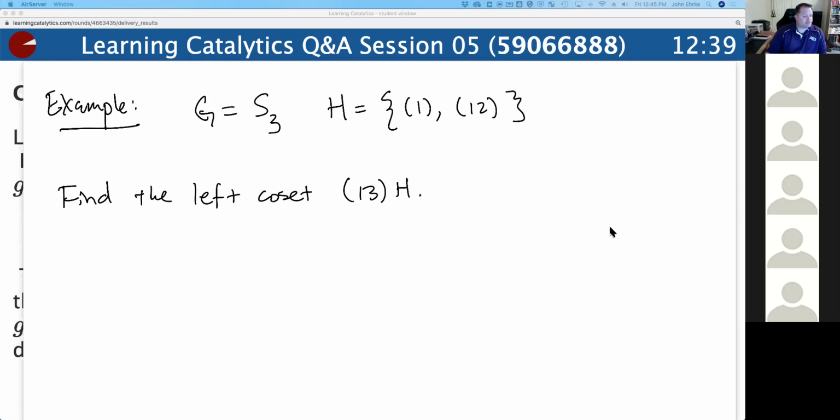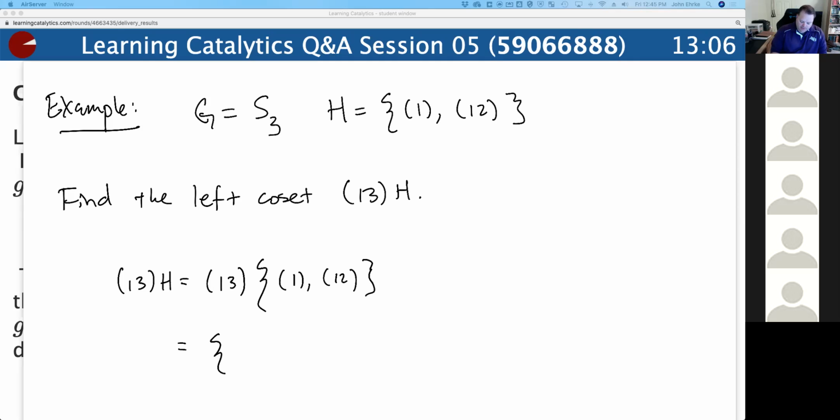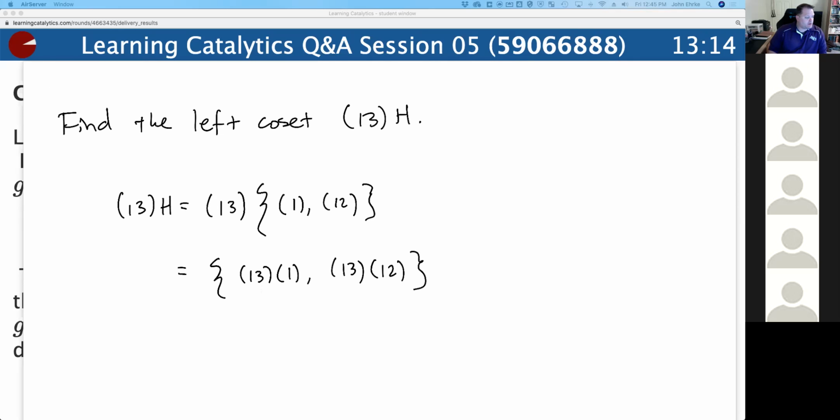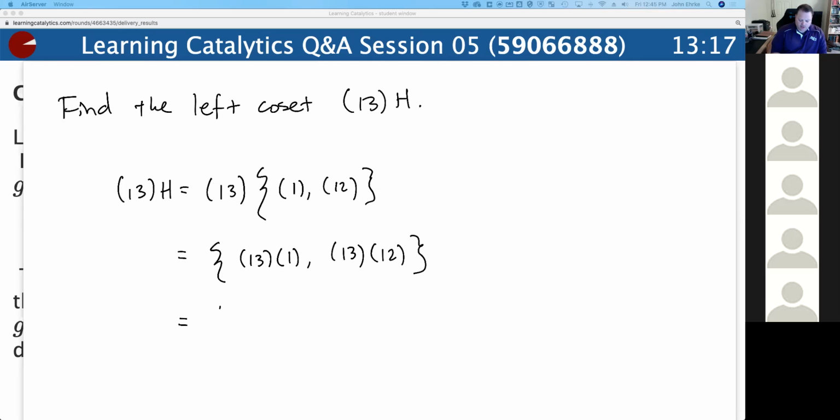The correct answer is C. If you put B, it's likely you did the calculation in the wrong order. So let me explain. (1,3)H, by definition of coset, is taking the set H and looking at left multiplication of all of the elements by the element (1,3). So this is kind of how I think of it notationally. So now it just comes down to, do you correctly calculate these permutations?